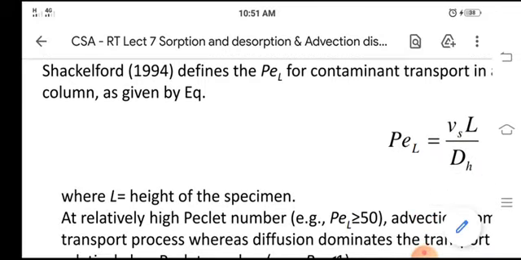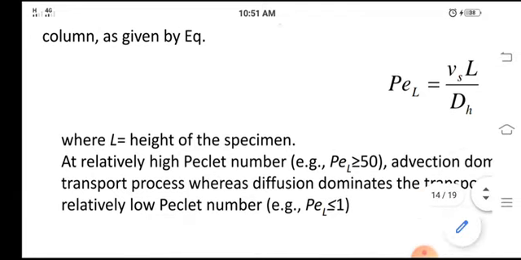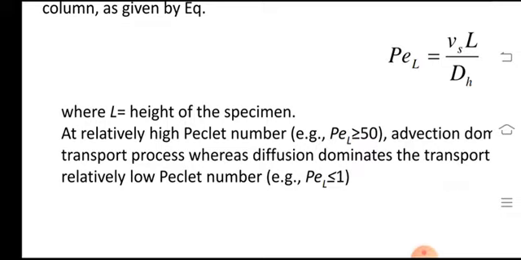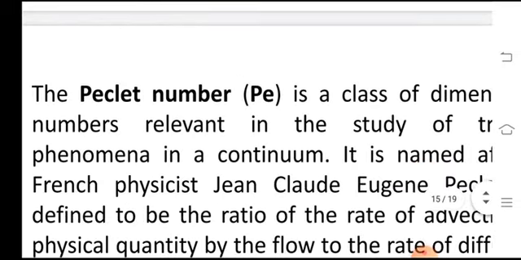If you see Pe equals v_s times L over D_H, the upper part is the advection process and the lower part is the diffusion process, and the ratio between both is going to give us the Péclet number. A relatively high Péclet number, greater than or equal to 50, means advection-dominated transport will be taking place, and if it is less than 1, diffusion will be dominating.